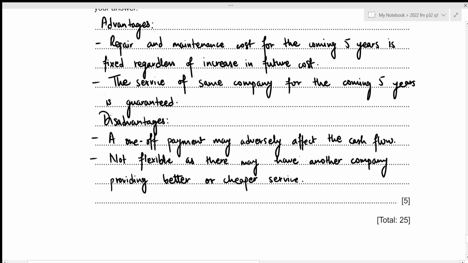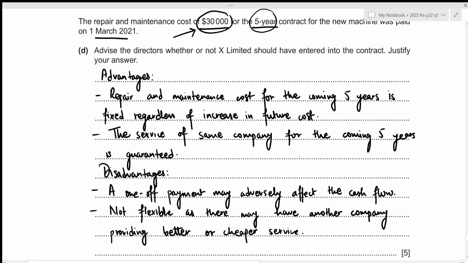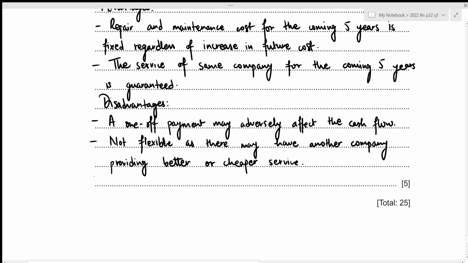We now need to make a decision and advise the directors whether or not X Limited should have entered into the contract. And there is no right or wrong answer in these type of questions. So I would just write down that the director should not have entered into the contract just for the fact that this is a one-off payment which adversely affects the cash flows and it is not as flexible. Let's write it down. So the decision is that X Limited should not have entered into the contract.